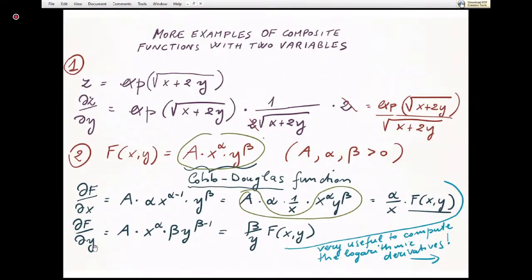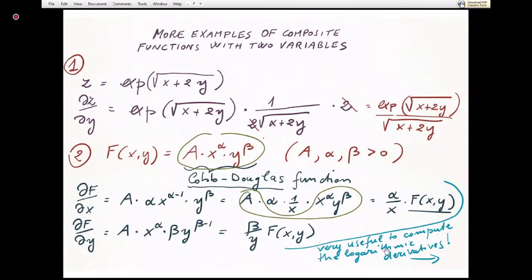The same for y. You can do the same experiment. If you take the derivative with respect to y, then you have capital A times, now it is x to the power of alpha, which is a kind of multiplicative factor, like a number, times beta times y to the power of beta minus 1, which again can be written as y to the power of beta over y, okay? Then you have beta as an excess factor compared to the original function, and the result can be expressed as beta over y times capital F of x, y.